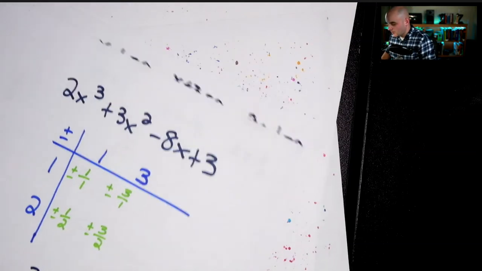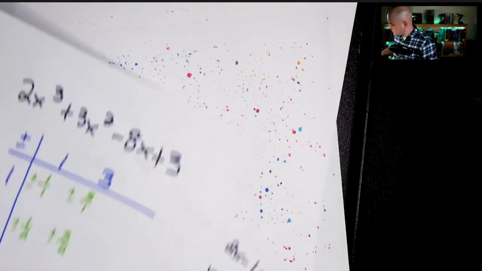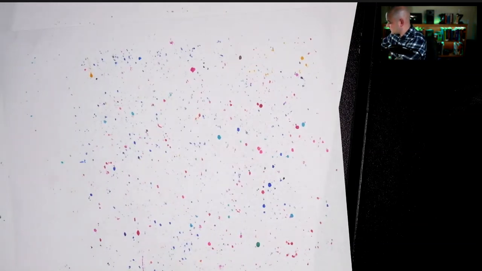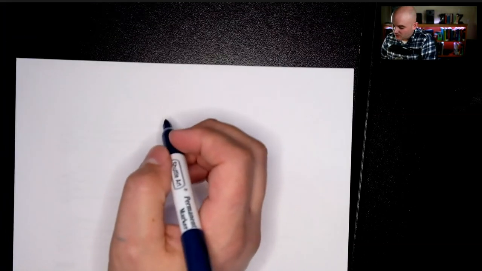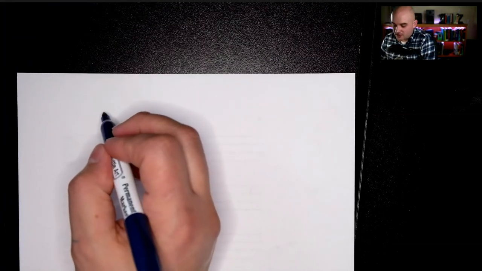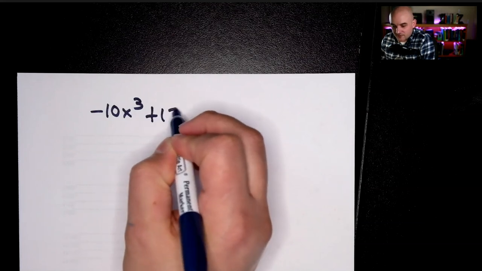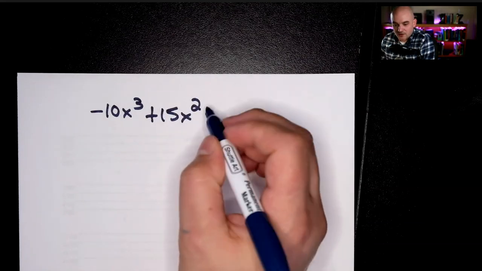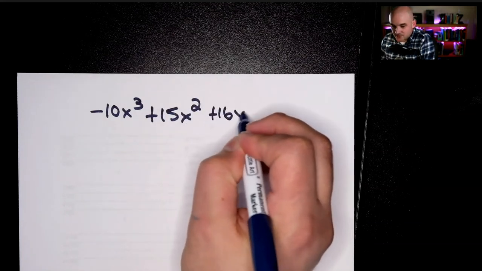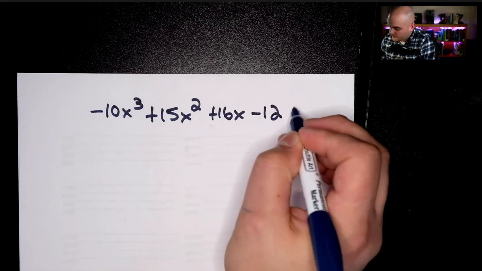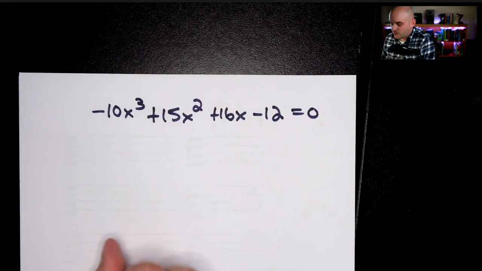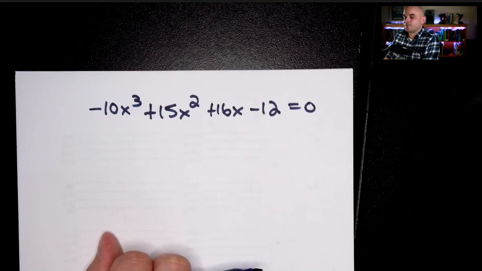I want to show you one more that's a little bit different and a little bit more involved. That's what you want to hear, right? Like, how can we make this take any longer? This one's going to be a fun one. So I want you to find all the real solutions to this right here. Negative 10x cubed plus 15x squared plus 16x minus 12 equals 0. Tell me what x values there will make that 0.